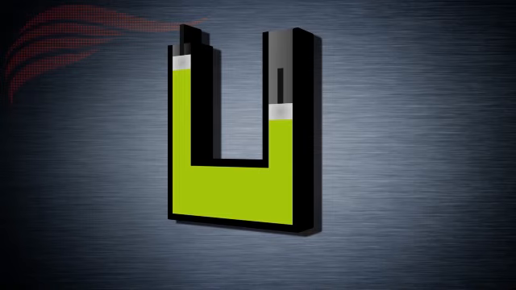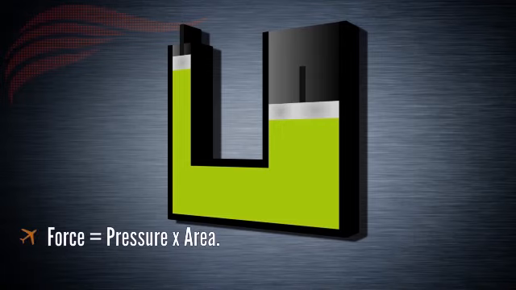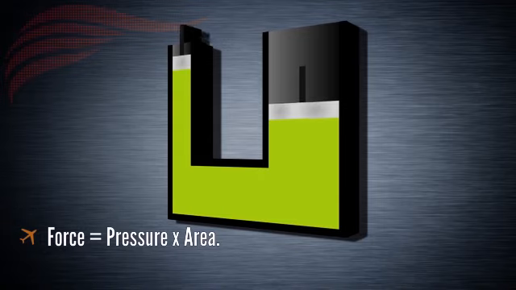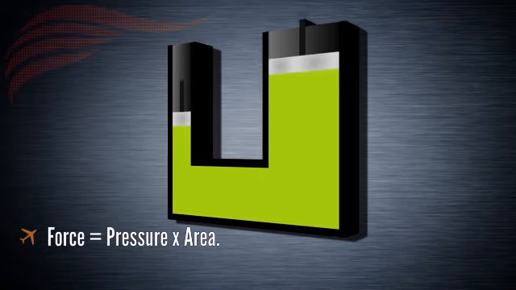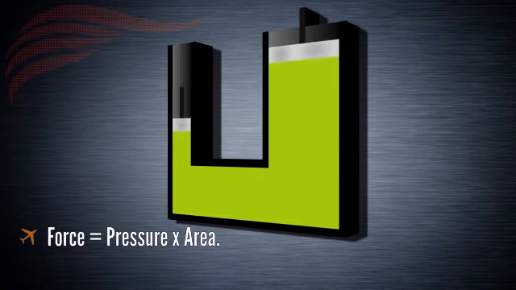The surface area of each piston is crucial here. Let's give the first piston a 1 meter square surface area and the second piston a 5 meter square surface area. The equation we need to keep in mind is force equals pressure times area. This means that the pressure transmitted through the liquid varies as a function of the force that we apply to the first cylinder. So if we apply a 5 Newton force to the first cylinder, it will create a 5 Pascal pressure in the liquid.